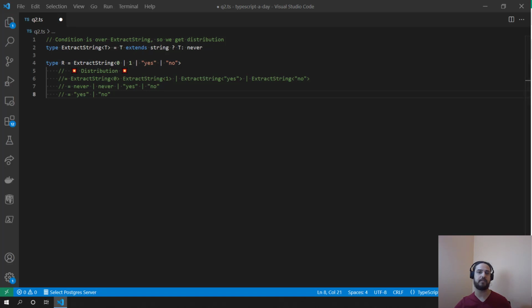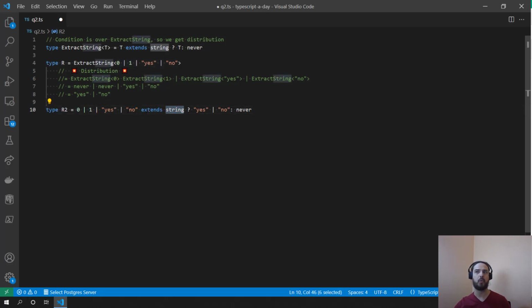Now, the reason this is sometimes surprising is that if we actually inline the type, so if we were to, for example, write our own type R2, where we have the union and we ask, does it extend string? Well, this union in itself doesn't actually extend string because it contains numbers. Those aren't subtypes of string. So we cannot say that this union is a subtype of string. So what happens here is that R2 will actually result in never.